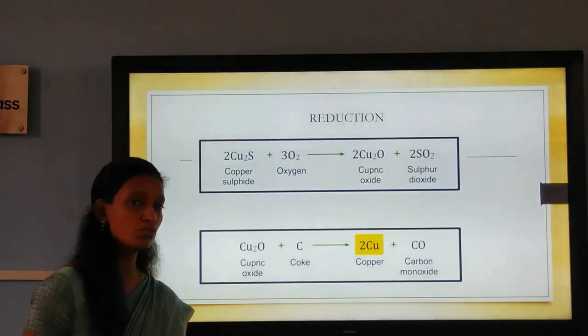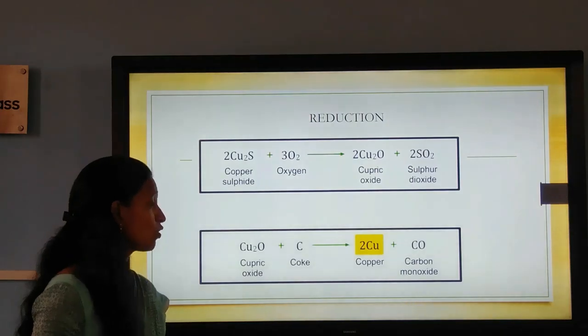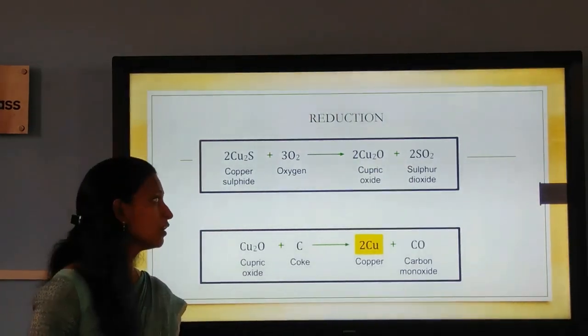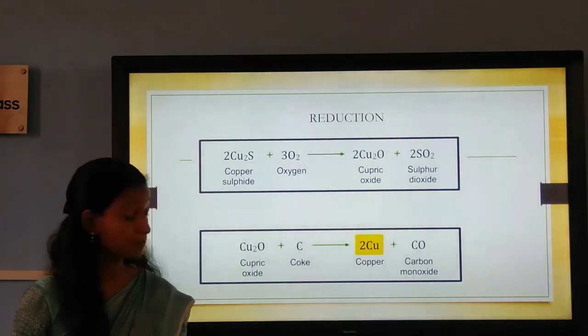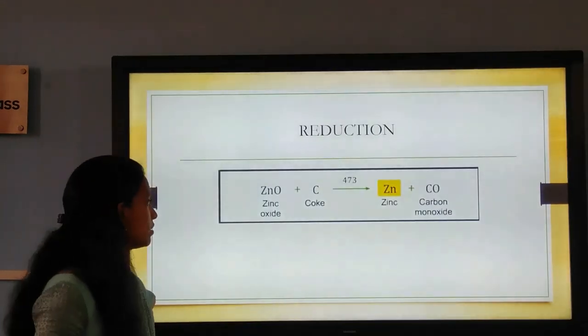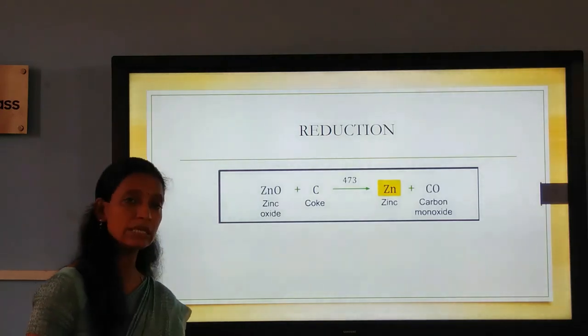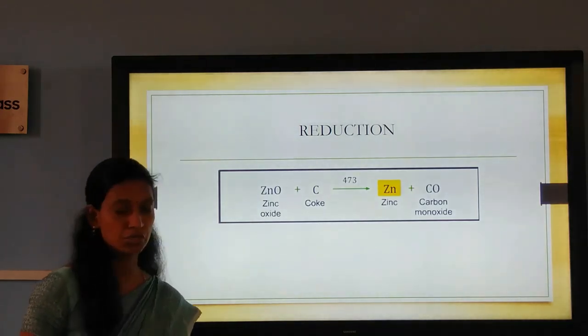Now, coke is not only useful for the reduction of copper oxide, it can also be used for the purpose of extraction of zinc from the oxide form of it. As shown here, zinc oxide, when you treat it with coke, you get metallic zinc along with carbon monoxide.